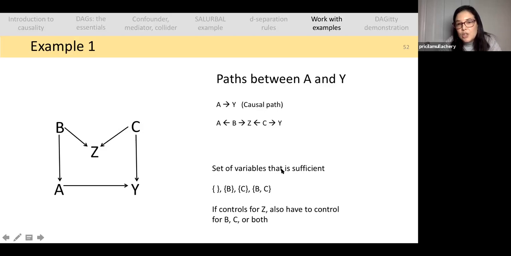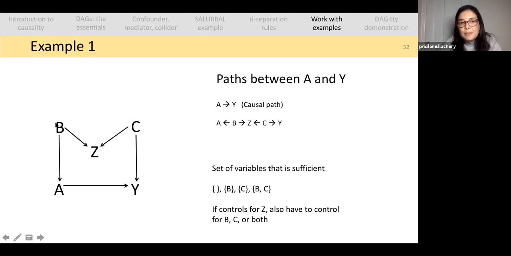So that's how we get to our set of variables that is sufficient to identify the effect of A on Y. In this case, the set of variables is empty. I don't need to adjust for anything because the only other path that I have is already closed by a collider, okay?